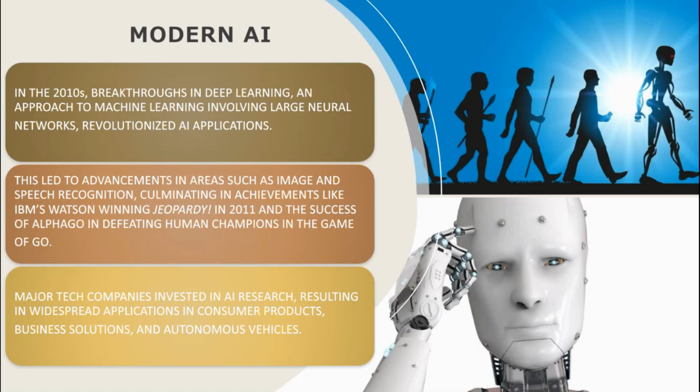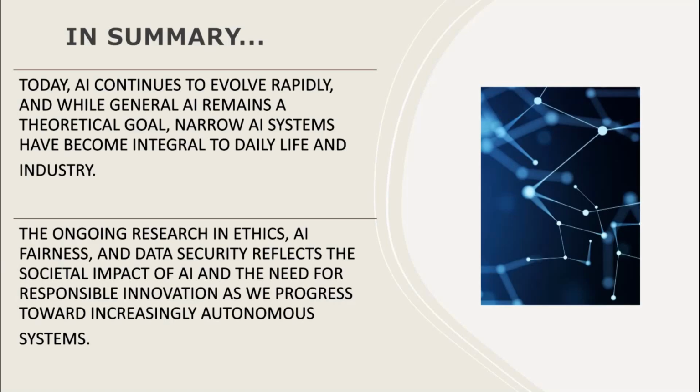Major tech companies have now invested in AI research, such as the examples I gave you from Elon Musk, resulting in widespread applications in consumer products, business solutions, and autonomous vehicles. And that's what we'll see over the next 5 or 7 years, 10 years as well. So in summary, today, AI continues to evolve rapidly. And while general AI remains a theoretical goal, narrow AI systems have become integral to daily life and industry.